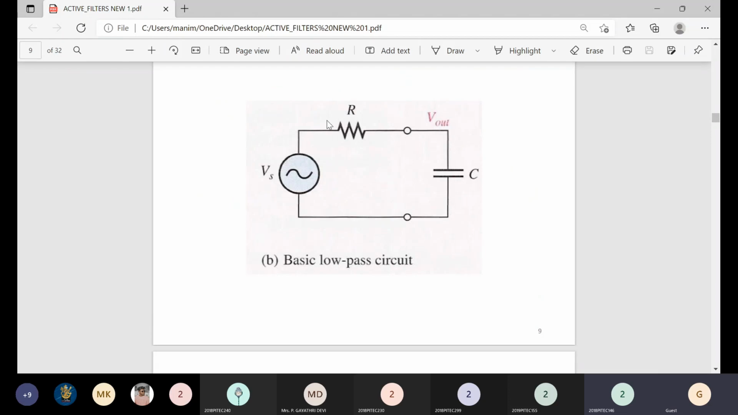Okay. So listen, we have a single resistor in series with the polarized capacitor, right? So across this we have a sinusoidal input signal connected.